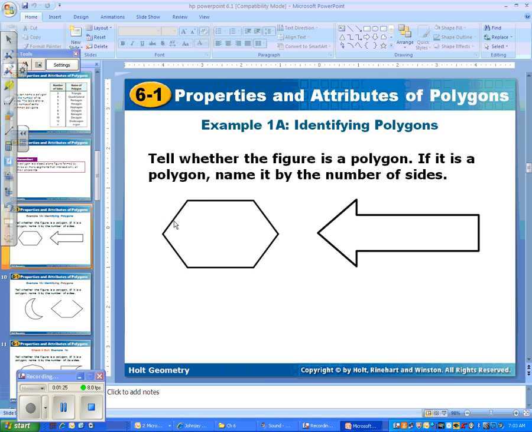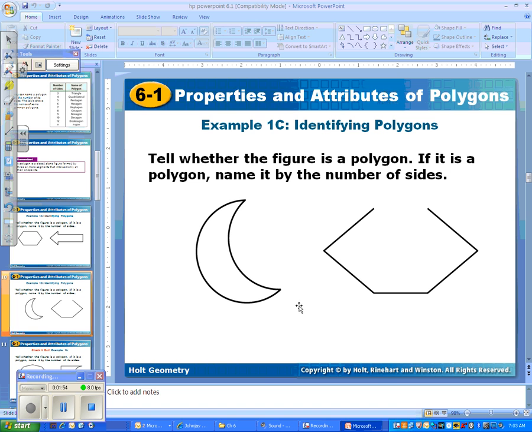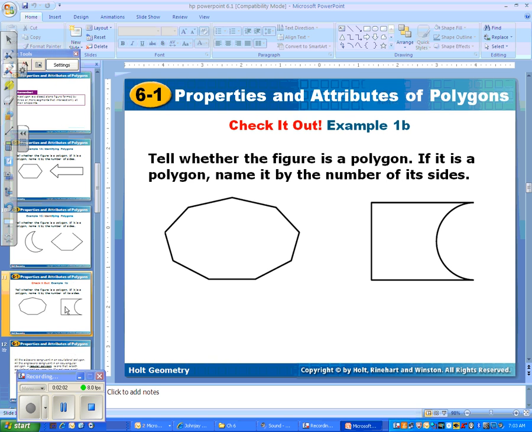So for this one, we have all straight sides, and it's closed, and they don't intersect. So yes, this is a polygon. Same thing for here. Yes, this is a polygon. But then you have to name it. 1, 2, 3, 4, 5, 6. 6 sides. We have a hexagon. This one has 1, 2, 3, 4, 5, 6, 7. A 7-sided polygon is called a heptagon. So those are both polygons. This one has curved sides, so no. This one is not closed, it's open, so no. These are not polygons. Try those ones.